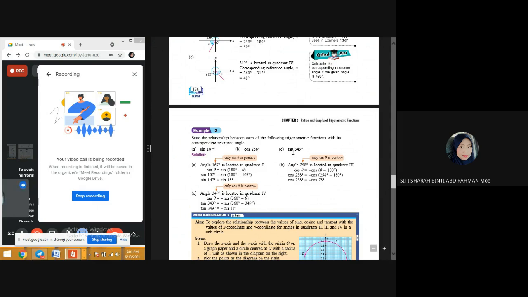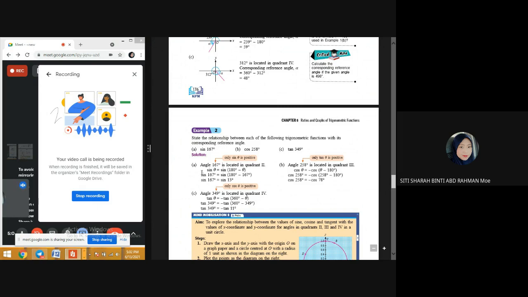Okay, so next we have angle 349. So we have tangent 349, which is in the fourth quadrant. In the fourth quadrant, to find the corresponding reference angle, we will use 360 degrees minus 349 degrees. So 360 minus 349, we will get 11 degrees. So tangent 349 degrees is equal to negative tangent 11 degrees.